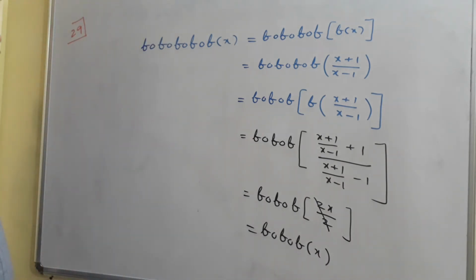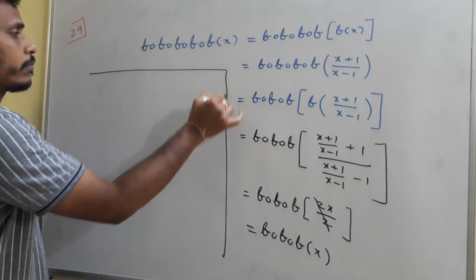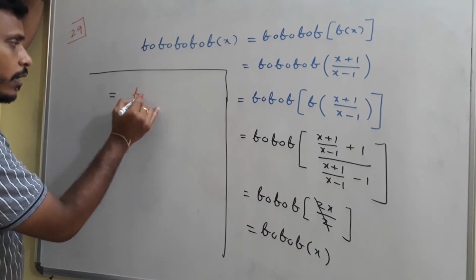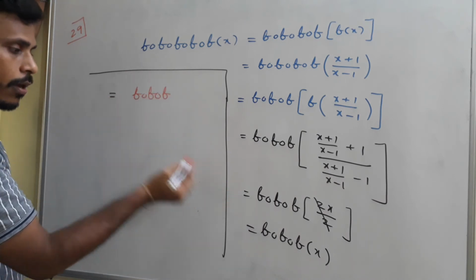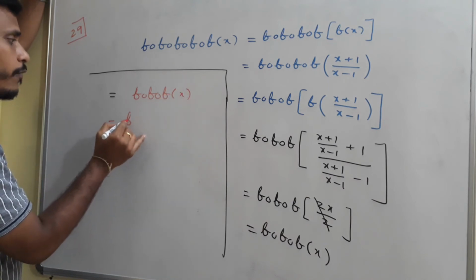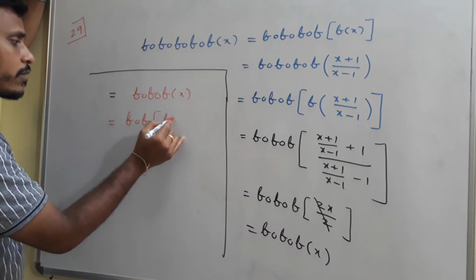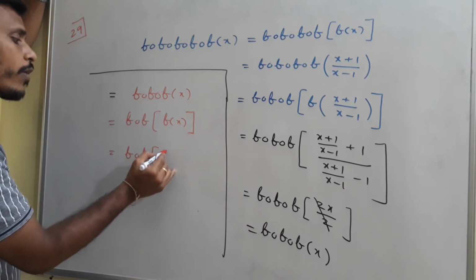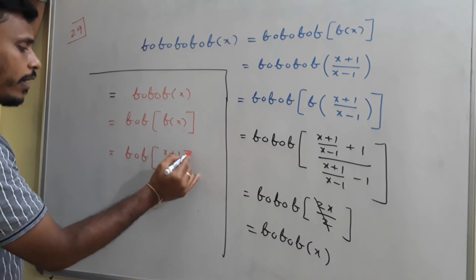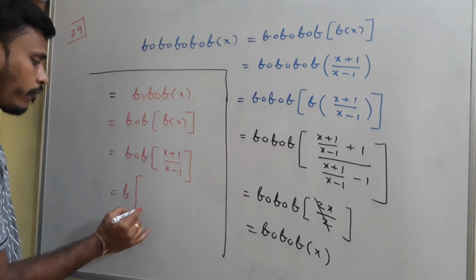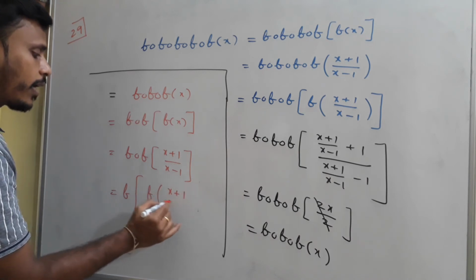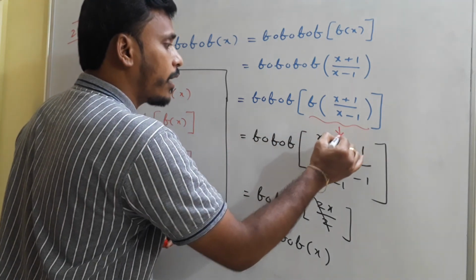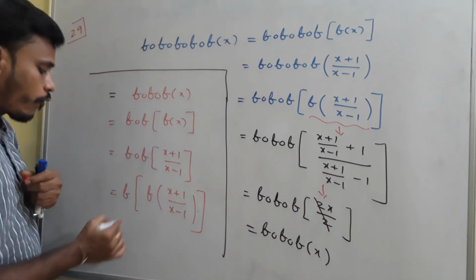From there again we need to simplify. That is equal to f circle f of x, and that is equal to f circle f of, what is f of x? (x plus 1) by (x minus 1). Very good. And that is equal to f of (x plus 1) by (x minus 1). Already we found here that f of (x plus 1) by (x minus 1) is x. So again you will get the same thing.